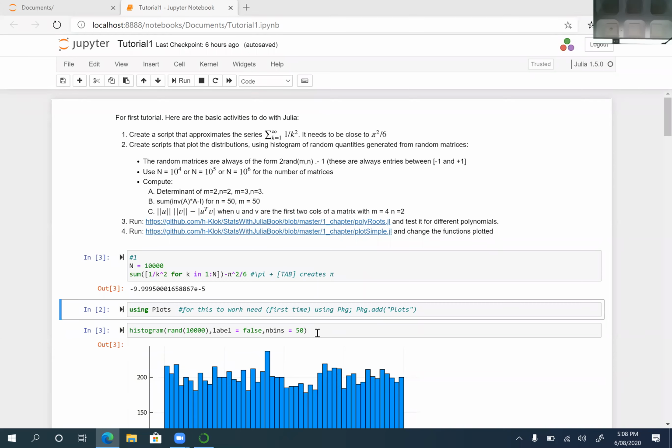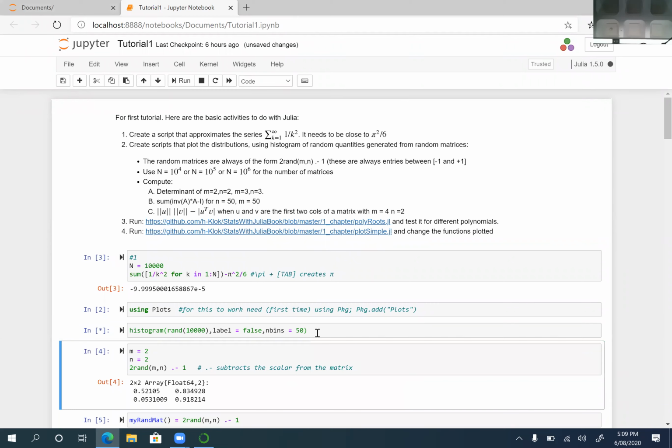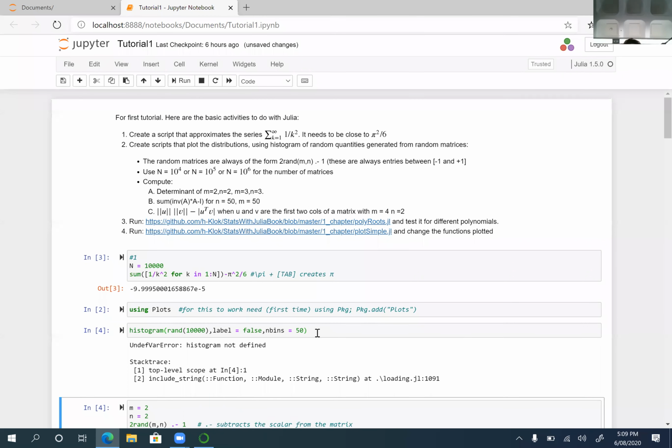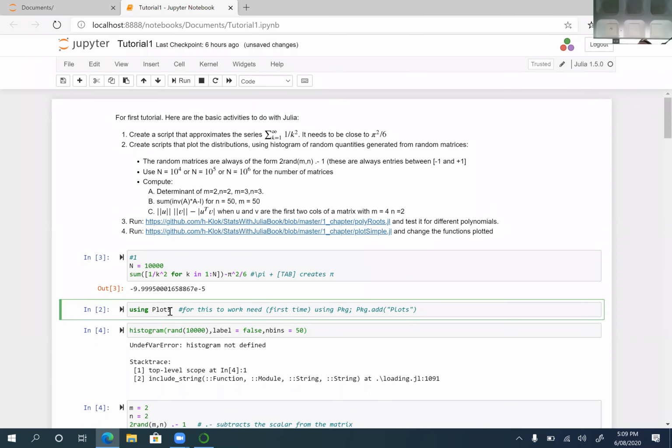All right, so let's try this out. Shift enter. Okay, so it's calculating that. It's telling me that histogram is not defined. Okay, that's probably because I skipped using Plots. So I've shut this down since I last used it. We'll have a go at this again.